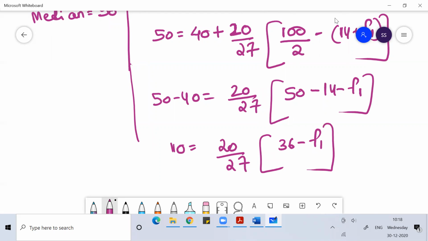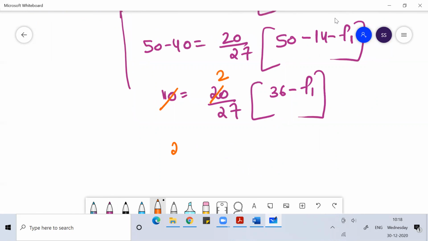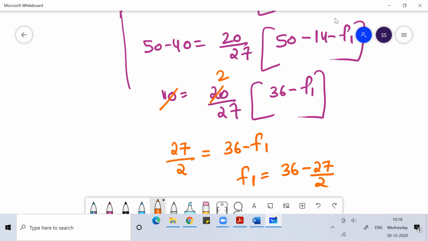So we can write this as 27 by 2 is equal to 36 minus F1. The F1 value is 36 minus 27 by 2. So 36 minus 27 by 2 means 13.5. So F1 value is 22.5.